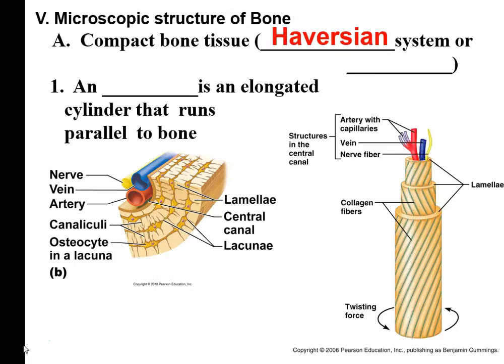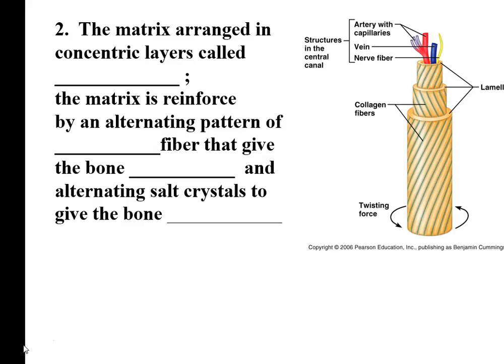We call the arrangement of concentric circles the Haversian system, or an osteon unit. So an osteon is an elongated cylinder that runs parallel to the bone and is one circle inside of another circle. The matrix is arranged in concentric layers called lamellae. Each circle inside of another circle, that bone tissue is called lamellae, plural; lamella, singular.